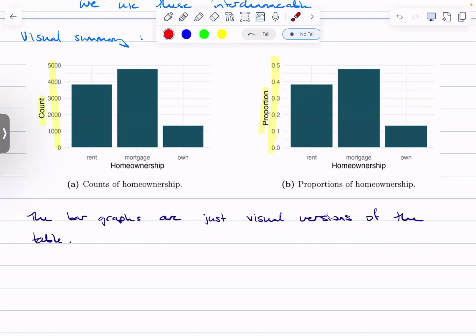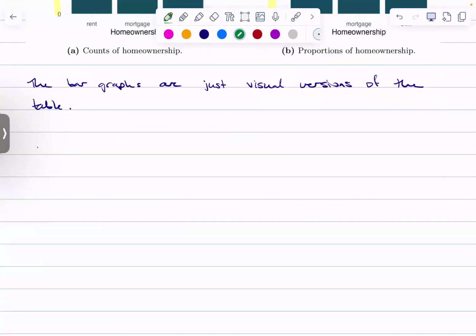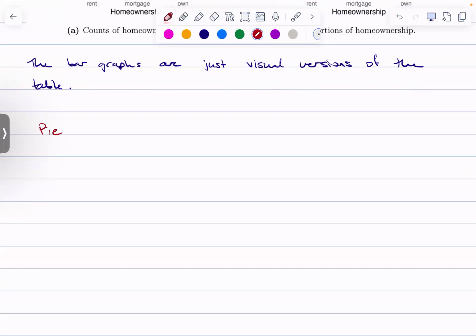And I know what you're thinking, but what about my pie charts? No, no, no. Pie charts. I've got some beef with pie charts. I'll tell you the quick version, but pie charts could be used to visualize categorical variables.